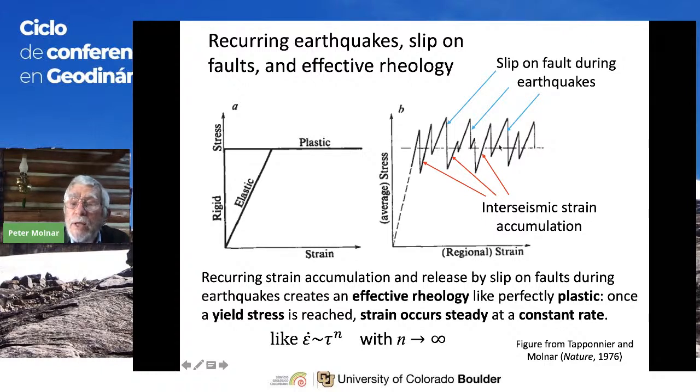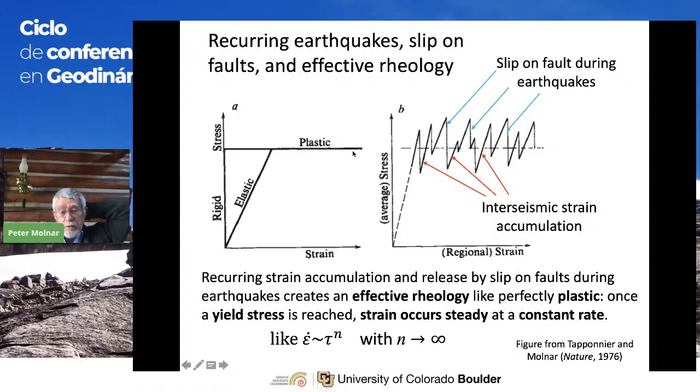So in some sense, in this case, the material occurring with repeated earthquakes, the stress that acts on the faults is behaving like a plastic material. So recurring strain accumulation and release by slip on faults during earthquakes creates an effective rheology that's like a perfectly plastic material. Once the yield stress is reached, strain occurs steadily at a constant rate, forgetting earthquake recurrence intervals. In a sense, it behaves this way, but with n approaching infinity. N as infinity would be the perfect plastic case.